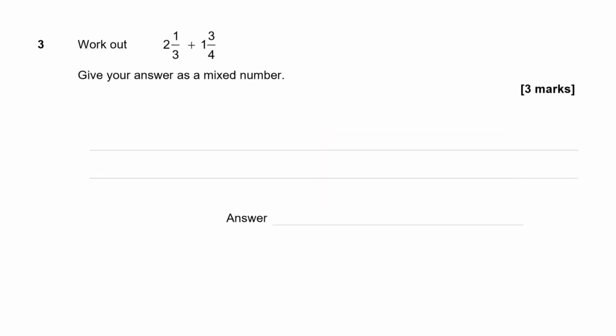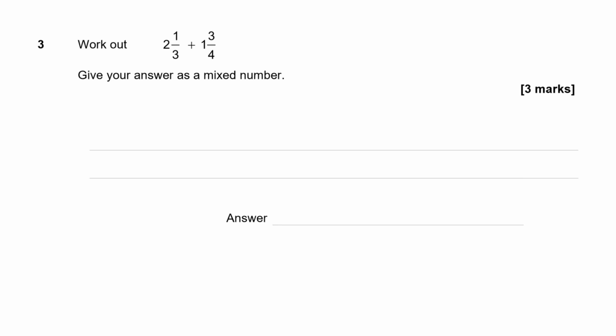Question 3, work out 2 1/3 plus 1 3/4. Right, so we've got mixed numbers here and we need to add them. This is probably the hardest question to do for fractions because there's quite a few steps involved. So firstly, when we add numbers together, it's easy to do them as improper fractions rather than as mixed numbers. So I'm going to convert them both into improper fractions.